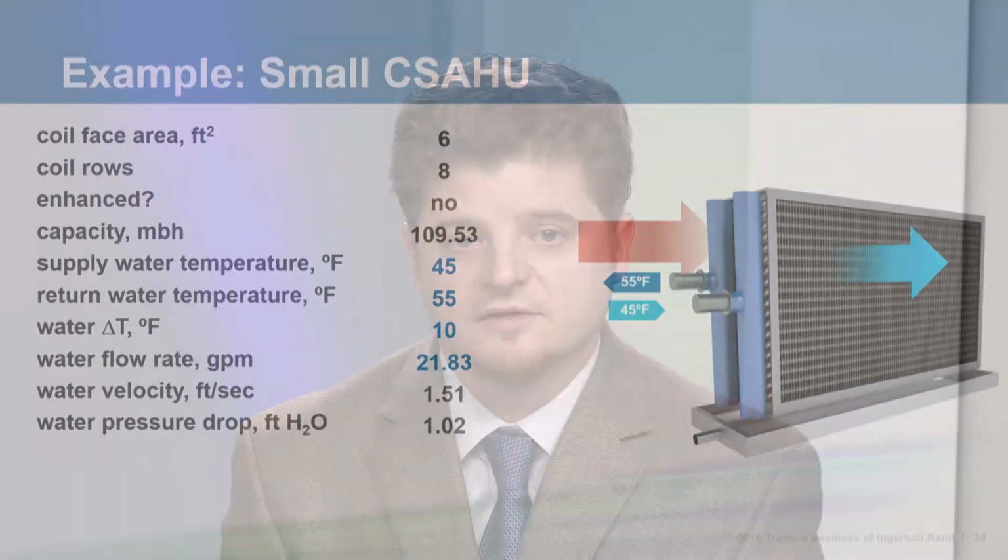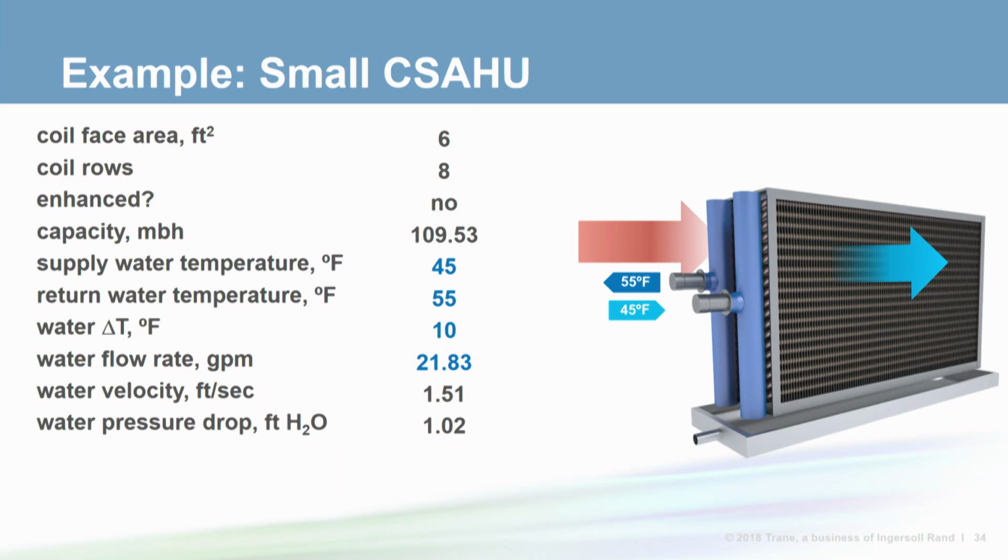And with a higher leaving water temperature from the coil, we will minimize the impact this higher delta T has on the chiller. Now let's run a similar comparison, this time with a small central station air handler. In this example, we've selected a 6 square foot 8-row coil. To meet capacity with a 10-degree delta T, our flow must be 22 GPM.